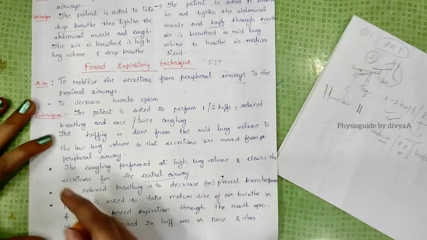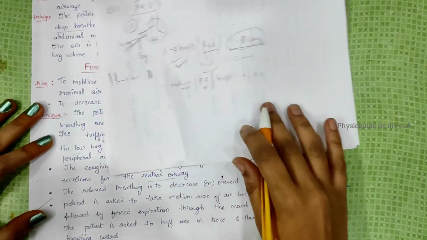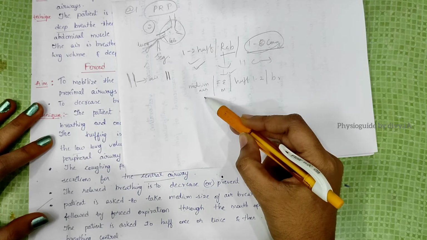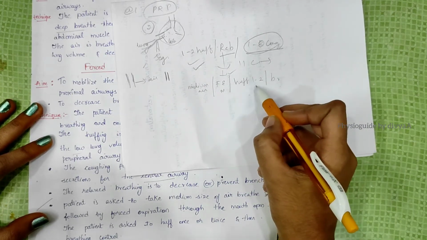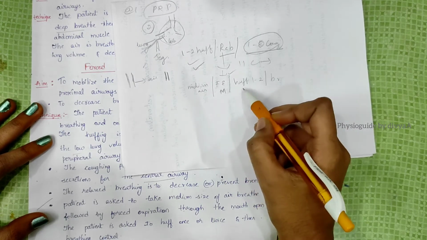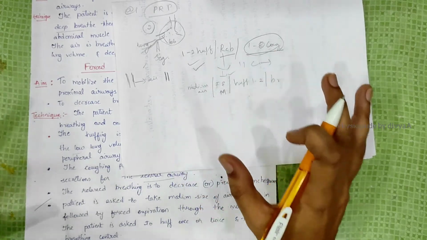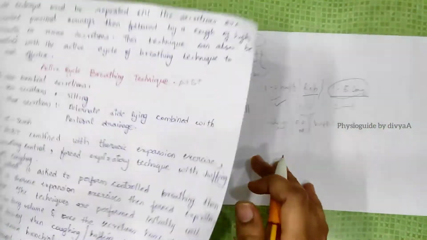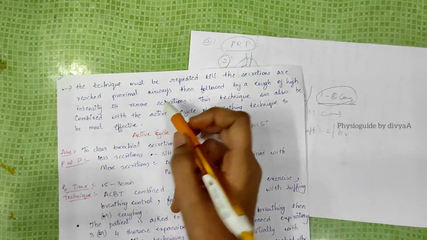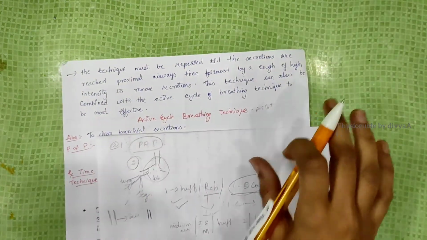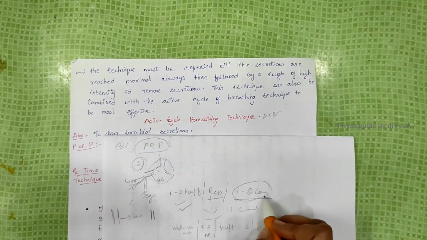So this is one technique and this is another technique. In this, the patient is asked to take a medium size of air, followed by forced expiration. Next, huffing one to two times through mouth expiration, and then breathing must be controlled. The technique must be repeated till the secretions reach the proximal airways. Then a high-intensity cough to remove secretions must be done, as I told in the previous.